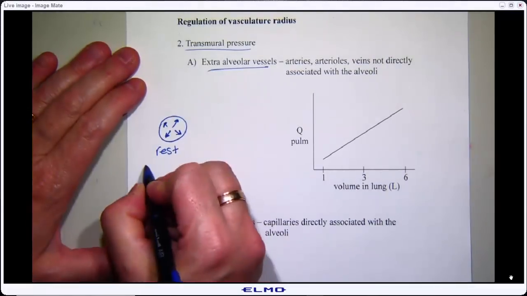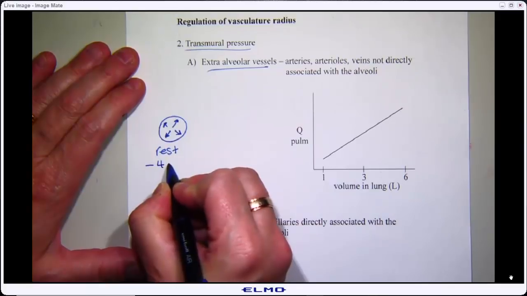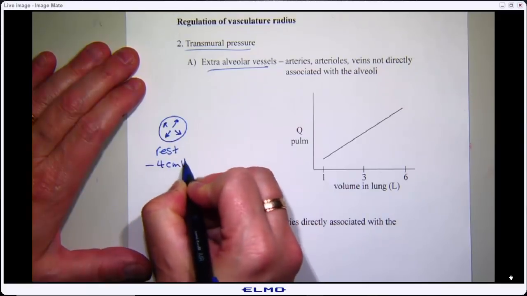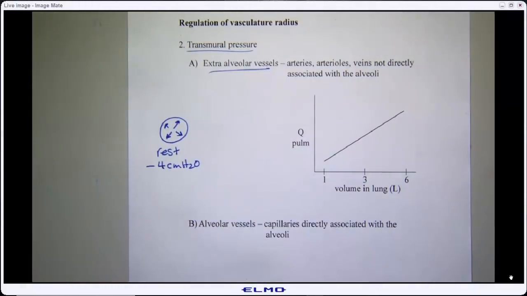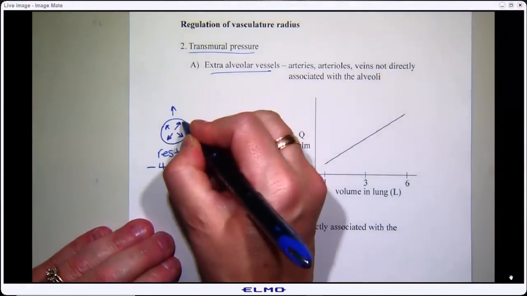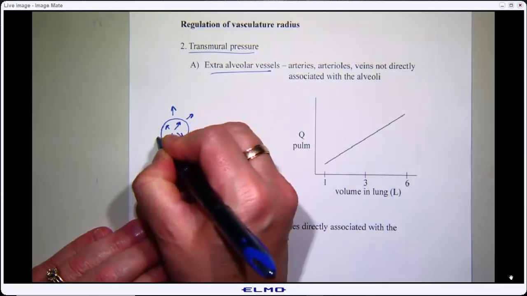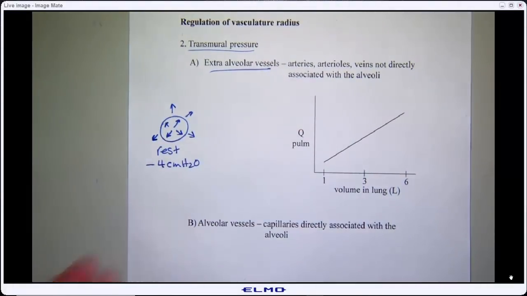At rest, pleural pressure was -4 centimeters of water, which means that at rest, there's a pressure to pull it in this direction, right? If it was a positive 4 pressure, it would be pushing down on it. It's a negative 4 pressure, so it's pulling back on it, right? So that's every vessel's day at rest when you're not breathing.